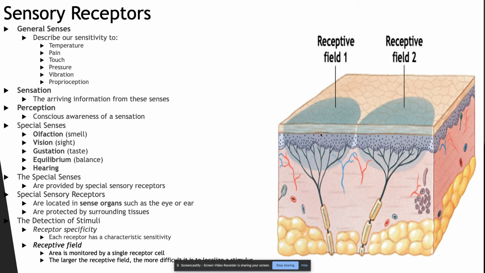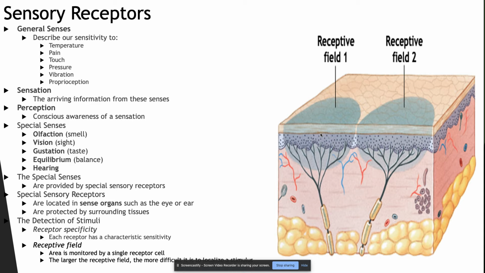The CNS interprets sensory information on the basis of the frequency of arriving action potentials. So, for example, when a pressure sensation is arriving, the harder the pressure, the higher the frequency of action potentials. The arriving information is called a sensation, and the conscious awareness of the sensation is called perception.